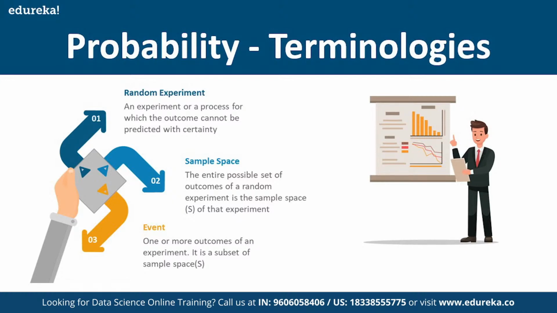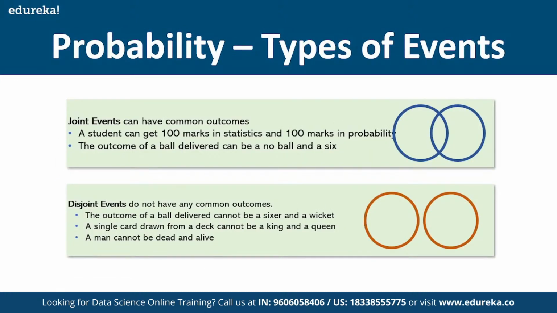If you take the example of tossing a coin, the random experiment is tossing a coin, the sample space is the possible outcomes, head or tail, and the event is getting a head or a tail. Now there are different probabilities again. You have joint events and disjoint events. Joint events are where you ask the probability of two outcomes happening together, like a student getting 100 marks in statistics as well as 100 marks in probability. What is the probability of two things happening at a time? Disjoint events do not share any outcomes, for example the outcome of a ball delivered cannot be a sixer and a wicket. These are two distinct events.